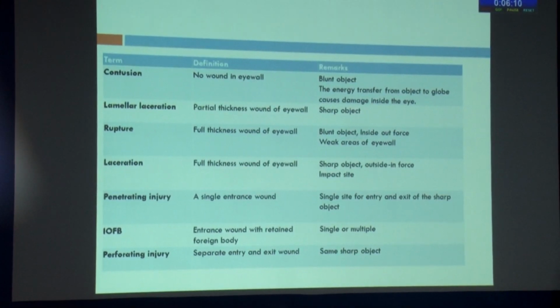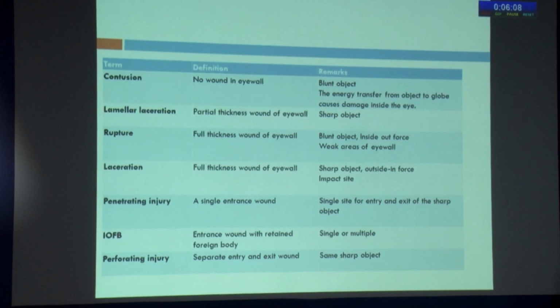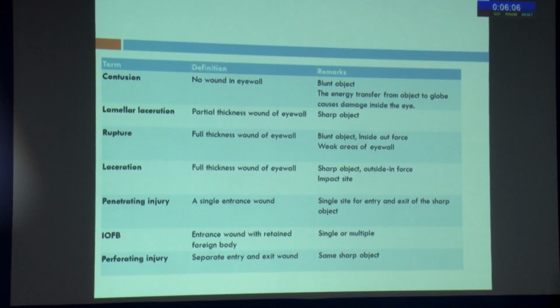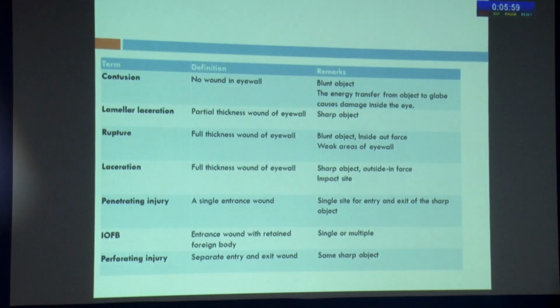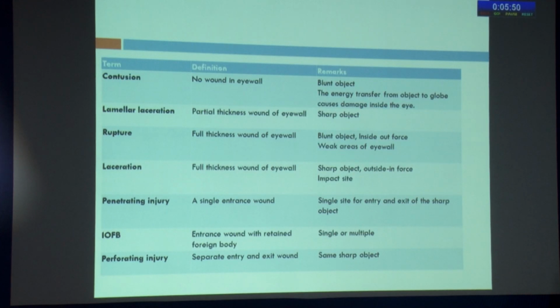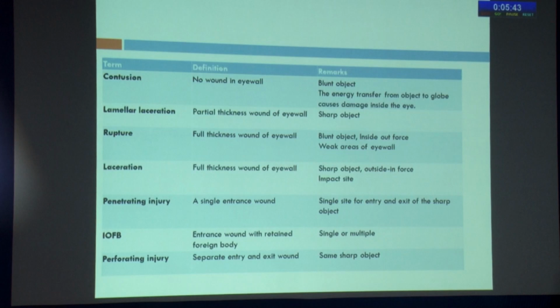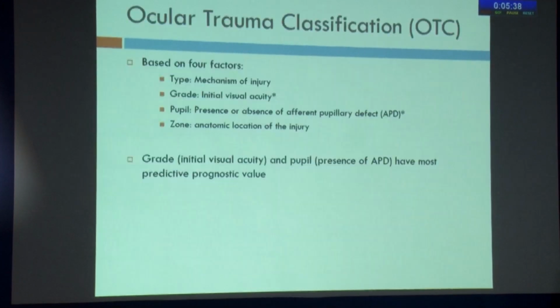Rupture is a full thickness wound of the eyeball caused by a blunt object, due to an inside-out force. It usually happens at weak areas of the eyeball. Laceration is a full thickness wound of the eyeball due to a sharp object, and is an outside-in force. Penetrating injury is a single entrance wound due to a sharp object. Intraocular foreign body is when there is a foreign body inside the eye, either in the anterior segment, in the posterior segment, or impacted in the retina. A perforating injury has a separate entry and exit wound, caused by a sharp object.